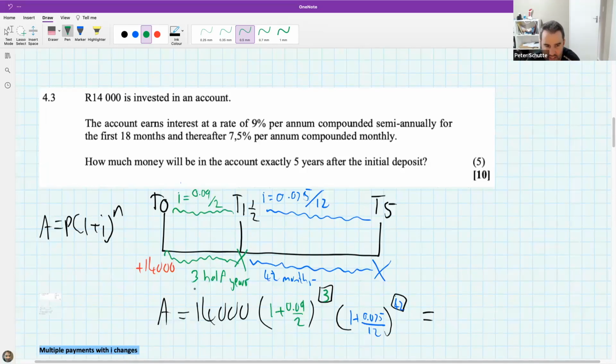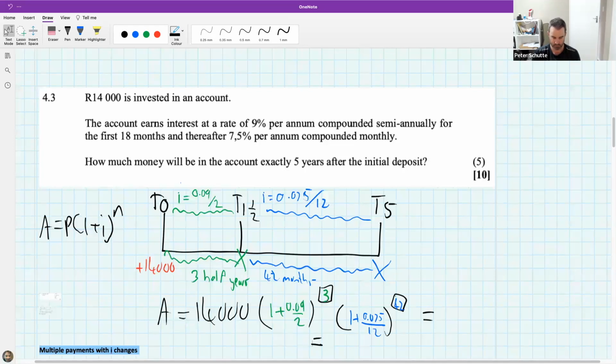What do we get if we put this in? Now remember, in your calculator, you go 14,000 times this to the power of 3, hit equals, and then go times this bit and go equals again. So you want to make sure that you give yourself a chance to, otherwise you end up seeing too many things on the screen and your calculator gets stressed. And you don't want to stress your calculator out. You want to treat it with TLC so that it treats you well too.